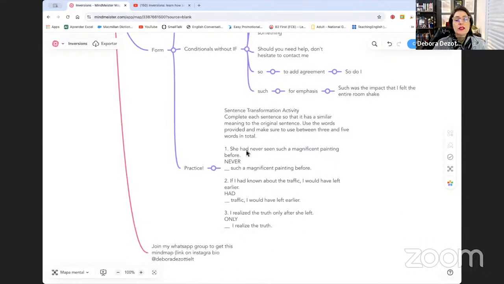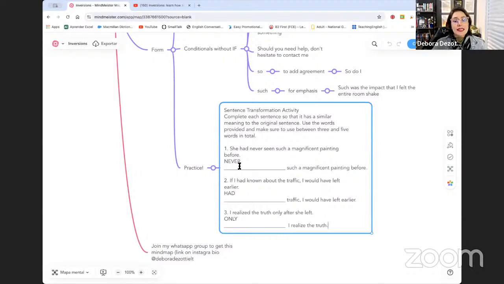So look at the first one. She had never seen such a magnificent painting before. And you have to use the word "never." Remember, you have to add between 3 and 5 words, no more than that. Second sentence: if I had known about the traffic, I would have left earlier. And third one: I realized the truth only after she left. And you have to use the word "only."